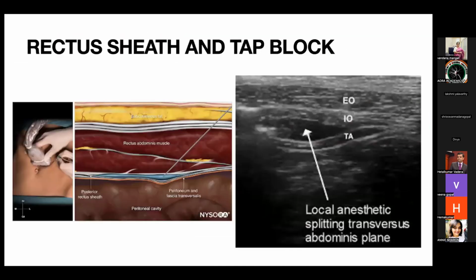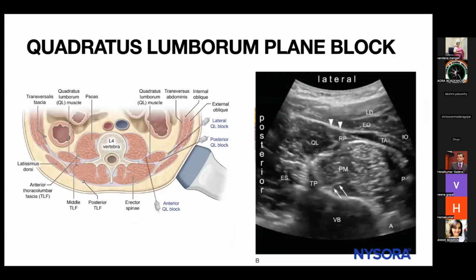For the rectus sheath block, you have the rectus muscle and the posterior rectus sheath. Then you have the quadratus lumborum block. As the needle pointer images show, the anterior QL is between the psoas major and the QL muscle, whereas the lateral QL is present at the level of the lateral border of the QL muscle, along with the aponeurosis of the internal oblique muscle and the aponeurosis of all three abdominal muscles, and it continues somewhere near the transversalis fascia also. And the posterior QL is between your QL and your erector spinae muscle.